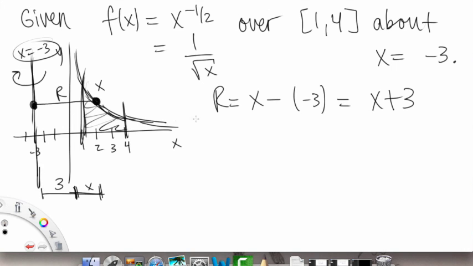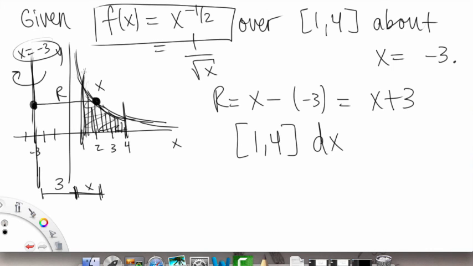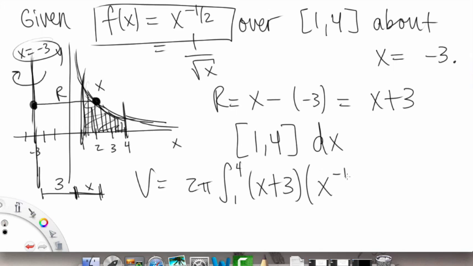All right, so now that we have that, we do have our interval as well. That was 1 to 4, that was given, and our thickness is given by dx, right? So here's the thickness of our cylindrical shells, and we're all ready to go. And our f of x is equal to x to the -1/2. So let's get started. We have V equal to 2 pi times the integral from a to b, which is 1 to 4. And then we have our radius, which is x plus 3, times height, which is given by our function x to the -1/2 power, and then dx.